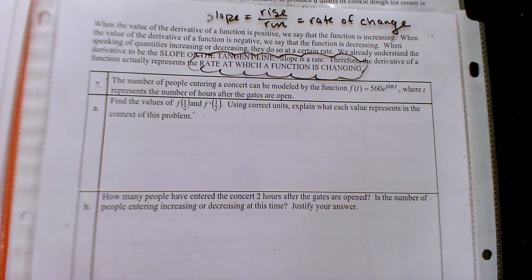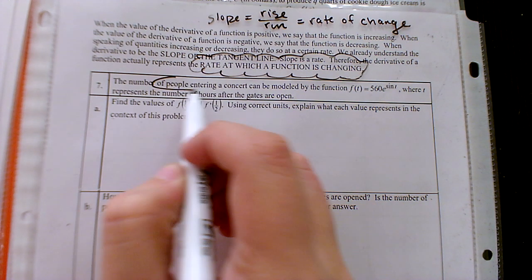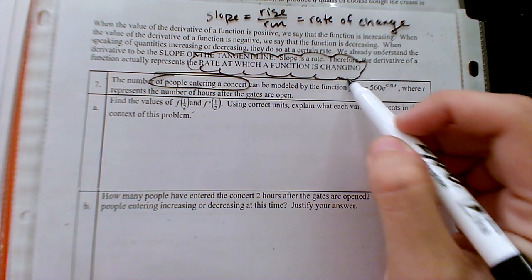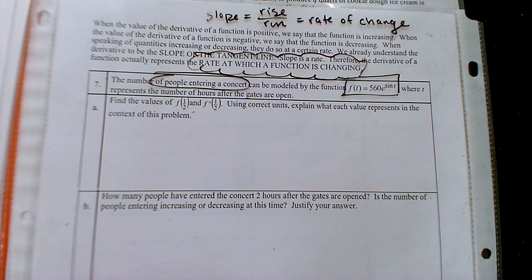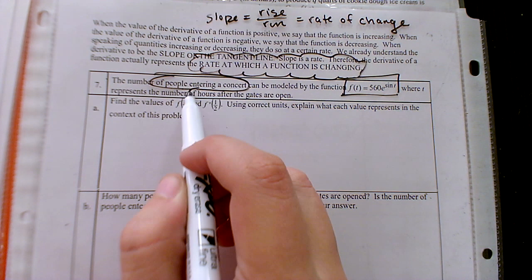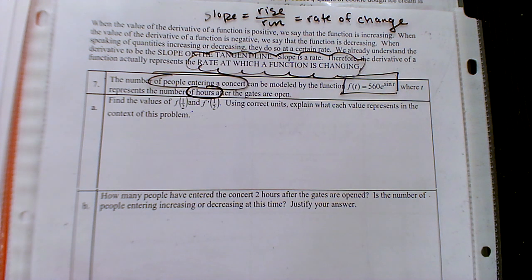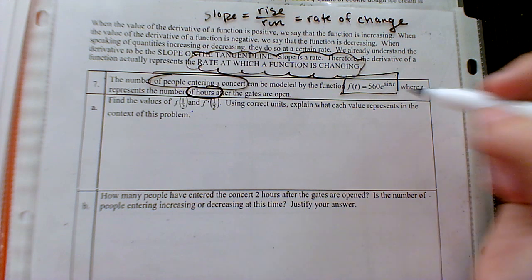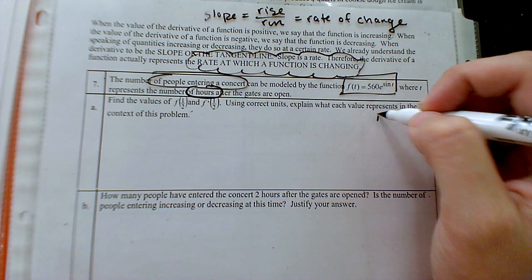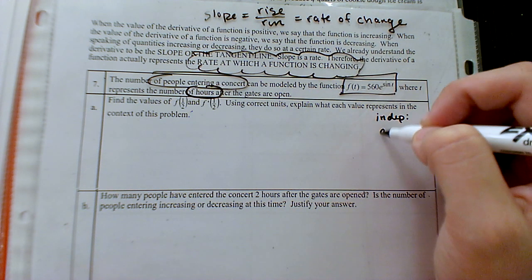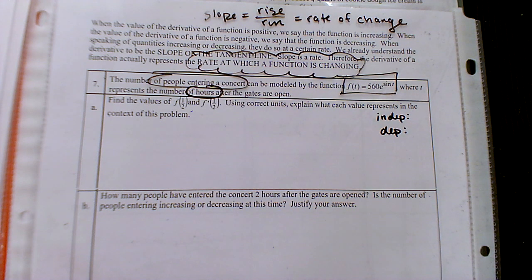So for number 7, we have the number of people entering a concert can be modeled by this function. Okay, so people entering is what this function represents. T represents the number of hours after the gates are open. Can we identify, just so it might help us in the future, what's the independent variable and what's the dependent? In other words, x and y, or in this case, t and f of t. Can we give units to those?